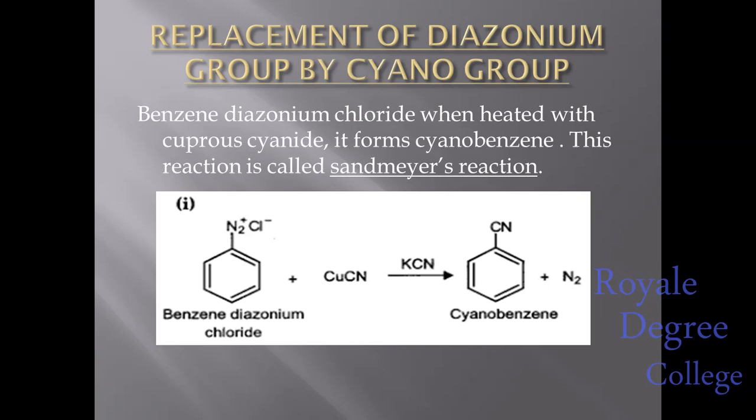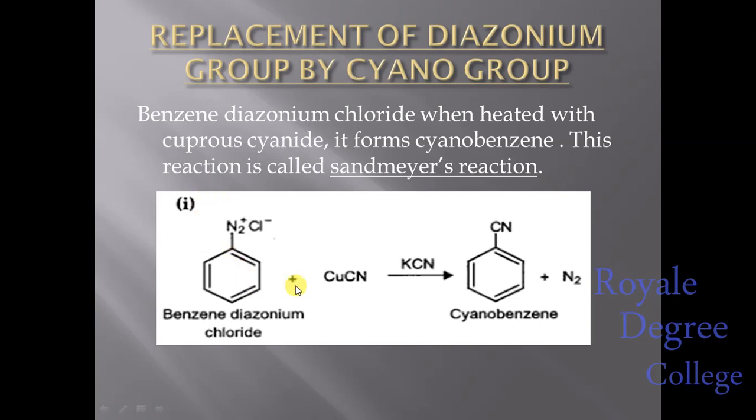Replacement of diazonium group by cyano group. Cyano group is CN. Benzene diazonium chloride, when heated with cuprous cyanide, forms cyanobenzene. This reaction is called Sandmeyer's reaction. See here, we are taking benzene diazonium chloride.